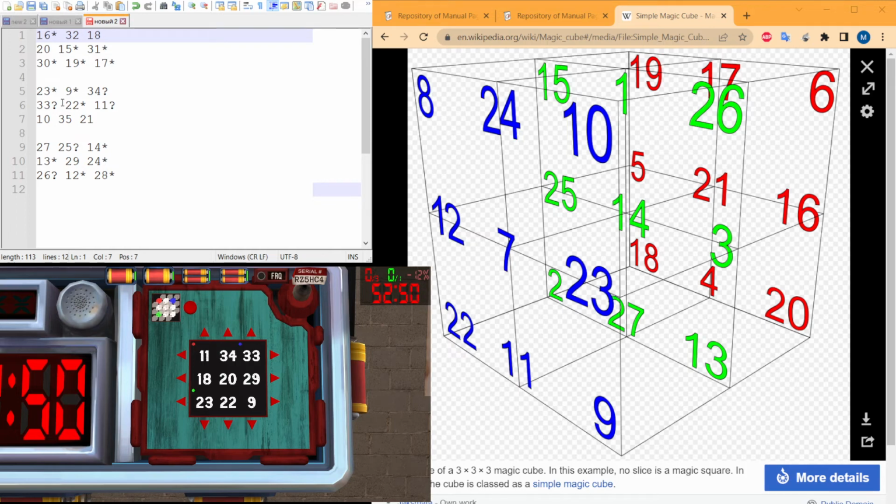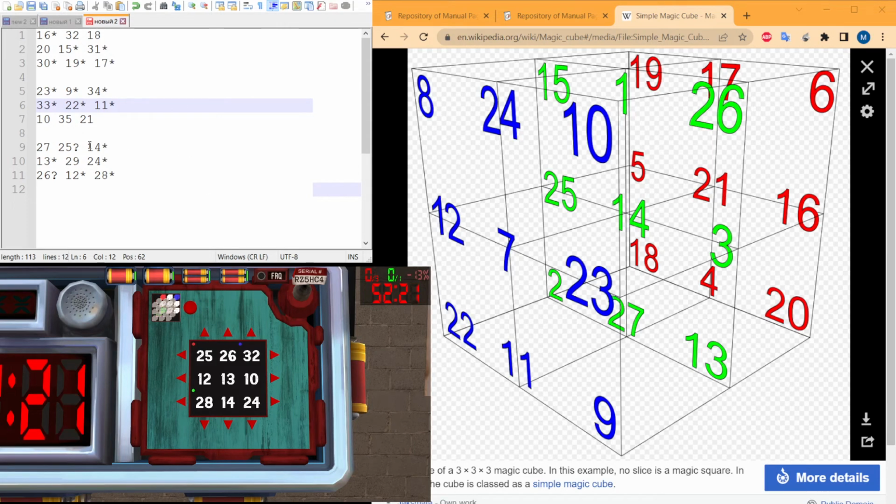33, 35, 4, 11. I already remember that middle row has nothing, so we can move it on top. And let's double check. 11, 34, 33, 23, 22. Yeah, and 9. So all these three numbers are not from the square.